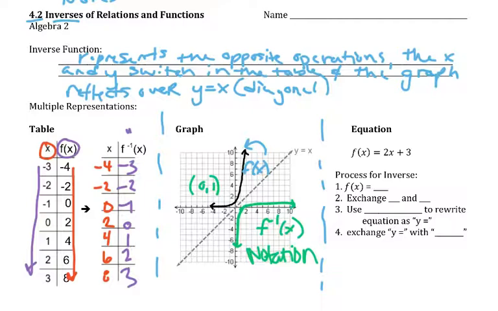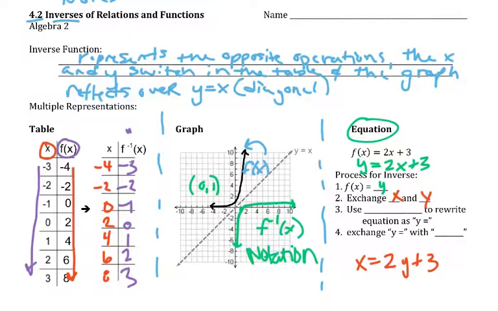The next piece is the equation, okay? And so the process for the inverse is the fact that we take your f of x and make it into a y. It's a lot easier to do the x's and y's if it's y equals. So I would rewrite this as y equals 2x plus 3. Then, as we kind of mentioned here, the x and y switch. And so we're going to exchange the x and the y. And so it becomes x equals 2y plus 3.